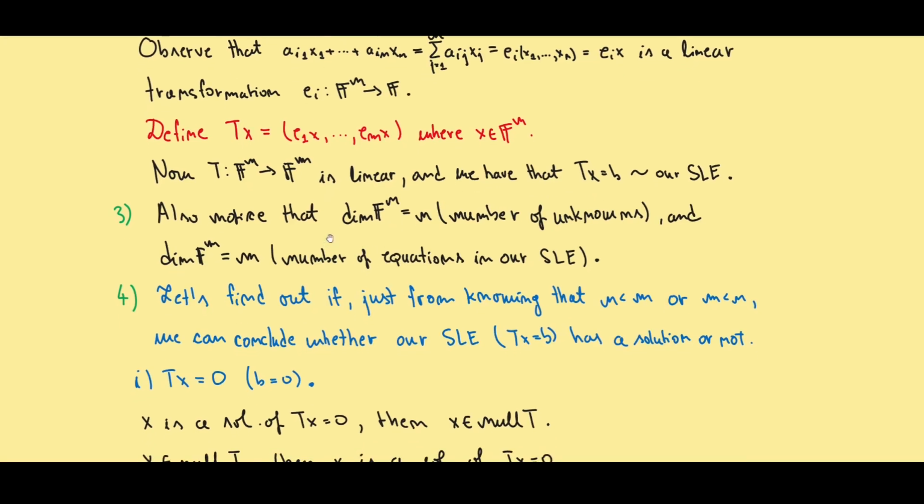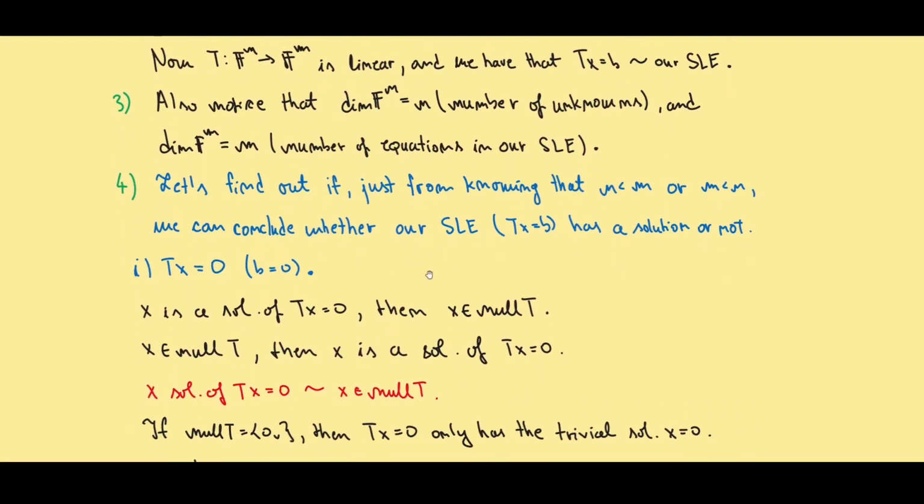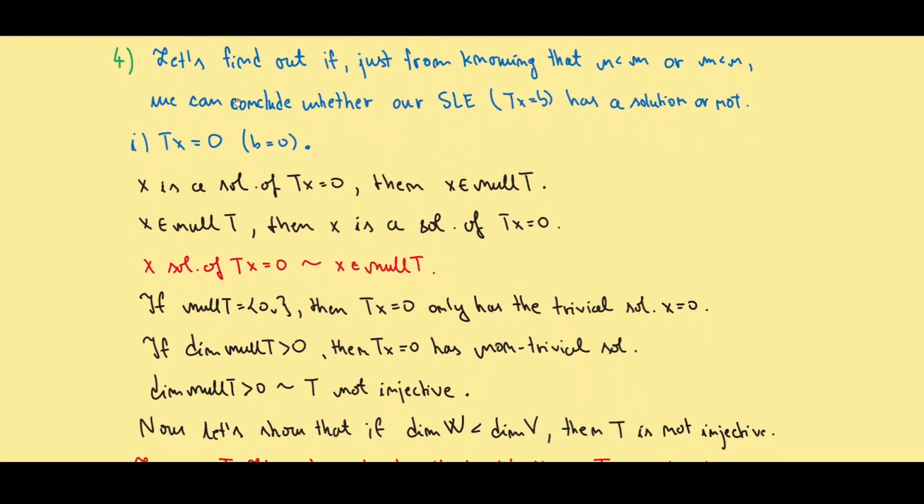So notice that the dimension of our starting space, F to the n, is equal to n, and that's the number of unknowns in our system of linear equations. And the dimension of our target space, F to the m, is m, which is equal to the number of equations in our system of linear equations. So now let's apply some tools that we've established relating to linear transformations and see what we can derive.